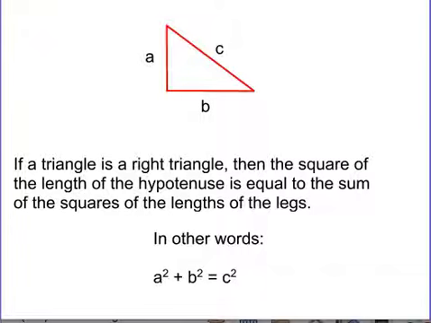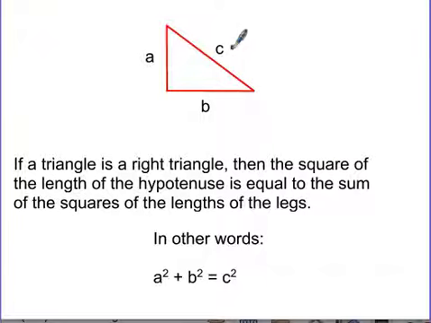Here is what Pythagoras was best known for, his formula. If a triangle is a right triangle, then the square of the length of the hypotenuse is equal to the sum of the squares of the lengths of the legs. It's a lot of long mathy words, but you know what all of them mean. What does it mean to square something? Multiply it by itself.